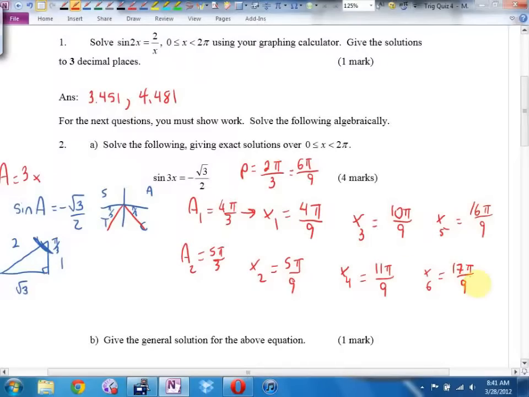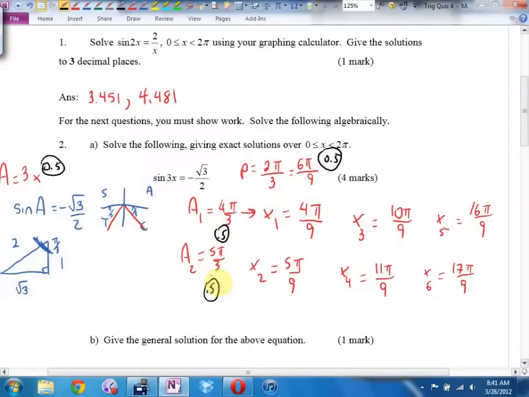How would I mark this? Well, it's 4 marks. First of all, if you got all 6, you would get 4 out of 4. I would probably do something like this. If I saw that substitution, that would get you a half mark. If I saw that you had written down the period somewhere, that gets you a half mark. If you found both of these, that would get you a half mark each.